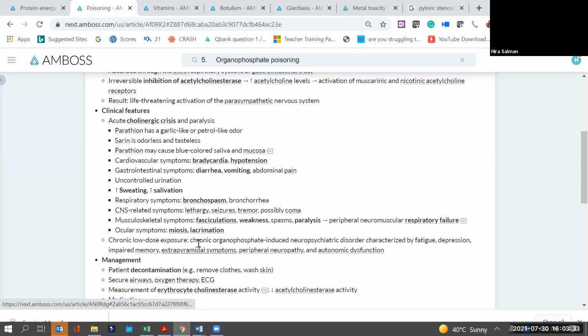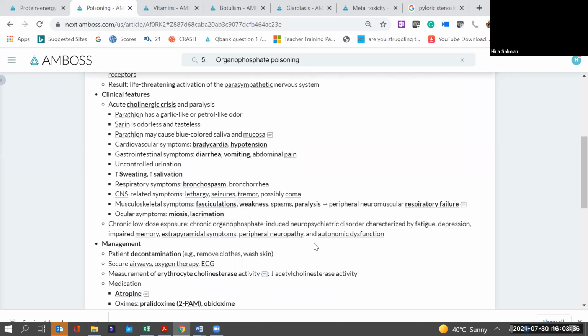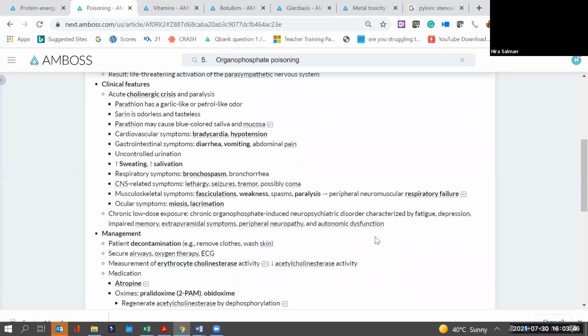With chronic low dose exposure, meaning slow exposure to organophosphate, the patient may present with fatigue, depression, impaired memory, extrapyramidal symptoms, and peripheral neuropathy. That is seen in those living in areas where insecticidal spray is used, like farmers who spray insecticide on the farms. They are the chronic suspects of organophosphate exposure. But most likely, the patient who presents in the emergency department has an acute attack of organophosphate poisoning, not the chronic one.